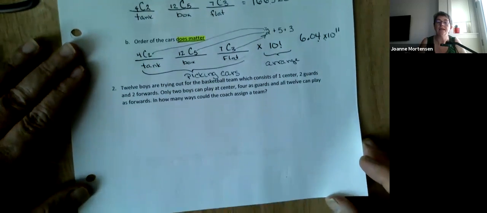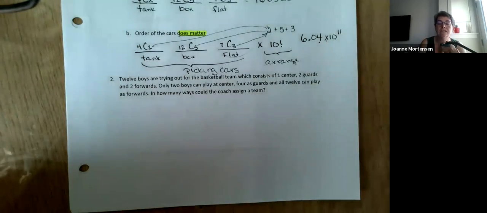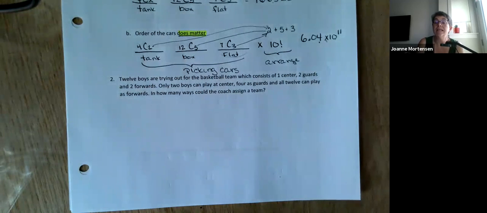Last question on the page. 12 boys are trying out for the basketball team, which consists of 1 center, 2 guards, and 2 forwards. I'm glad the question said that because I would have no idea. Only 2 boys can play center, 4 can play guards, and all 12 can play as forwards. How many ways can the coach assign a team?